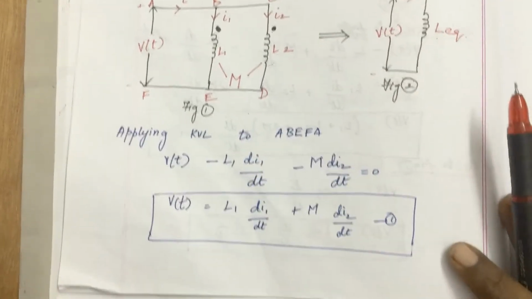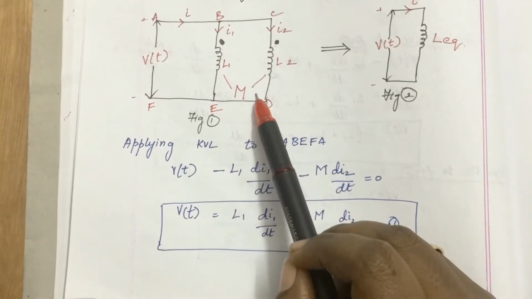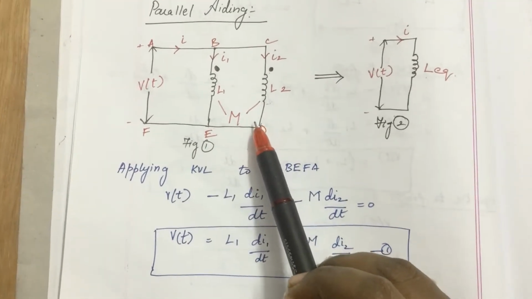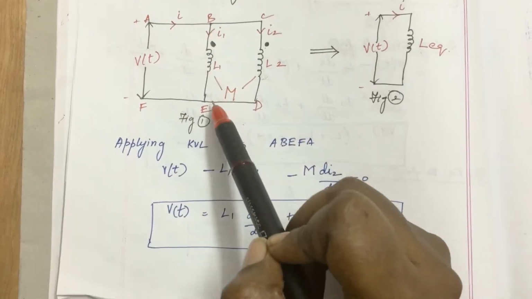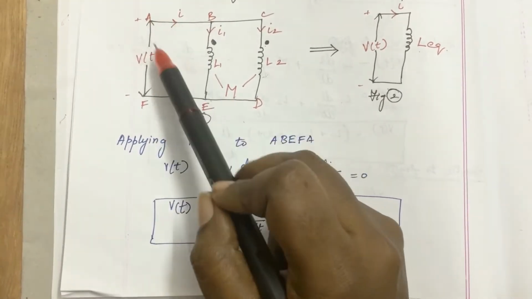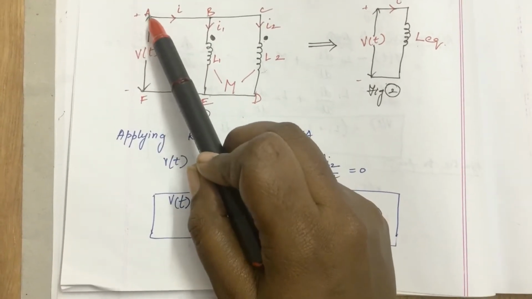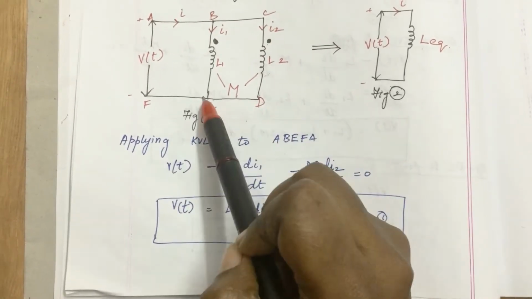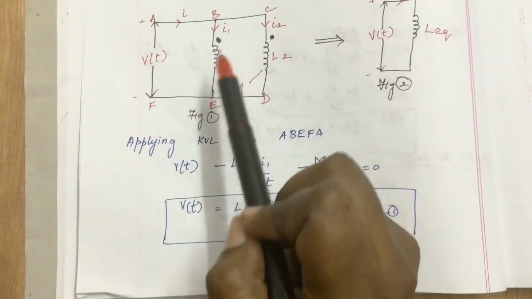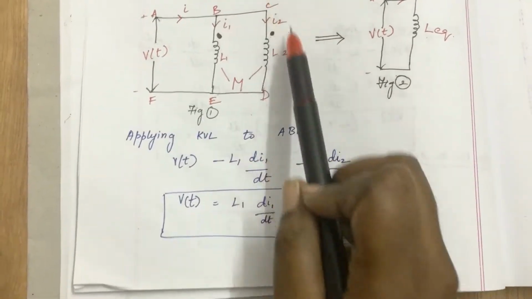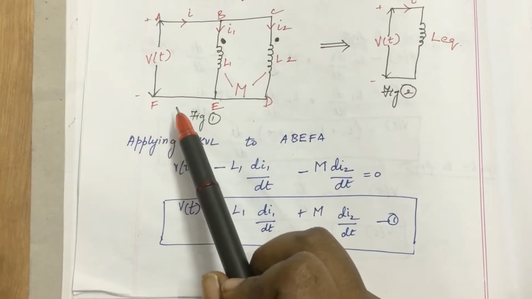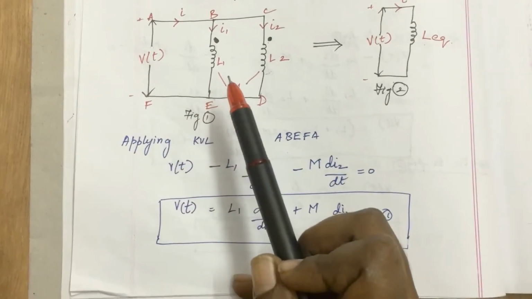When we apply KVL for this parallel combination, we have two loops here. One is A, B, E, F, A, and this is the first loop, and the second loop is A, B, C, D, E, F, A. The outer loop is the second loop. We are going to apply KVL first for this loop and next for the outer loop, so that we get the equations for both L1 and L2.